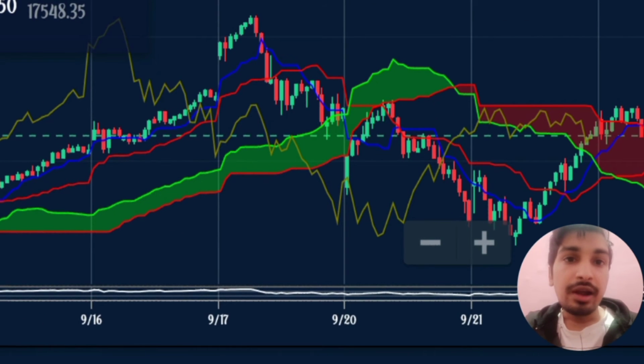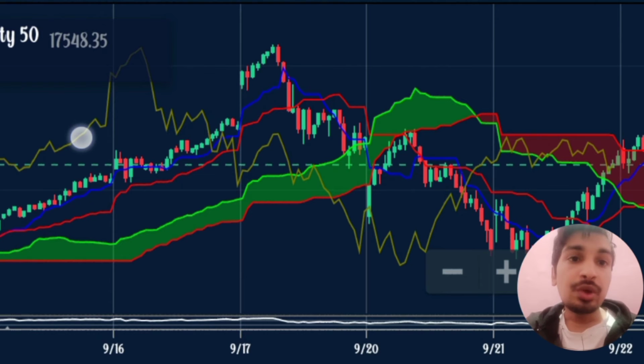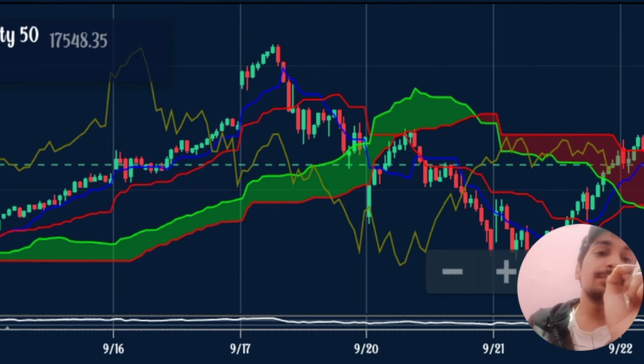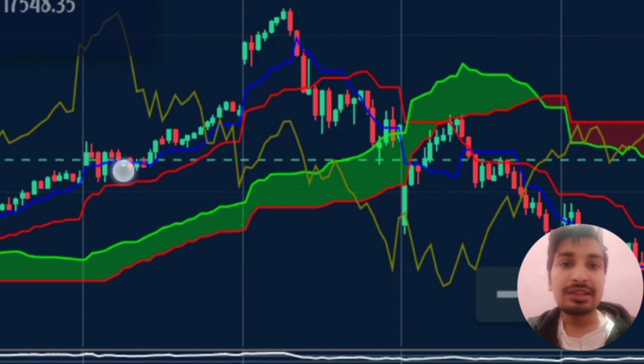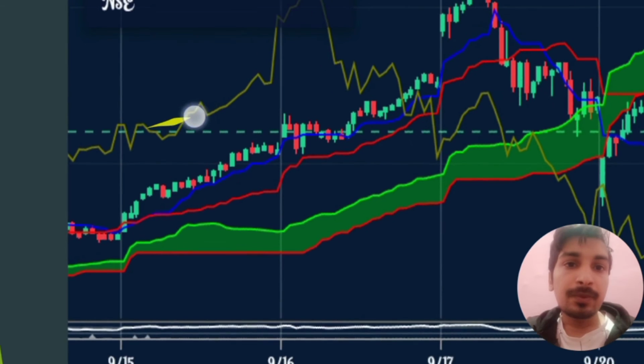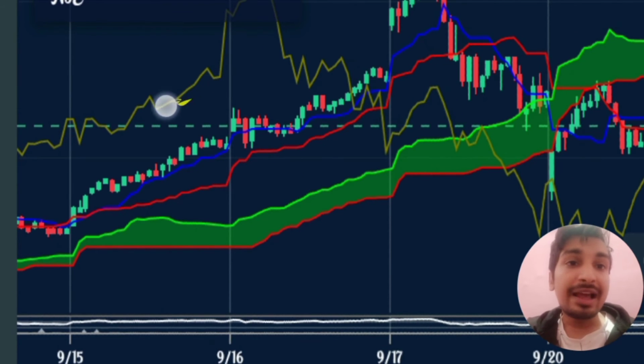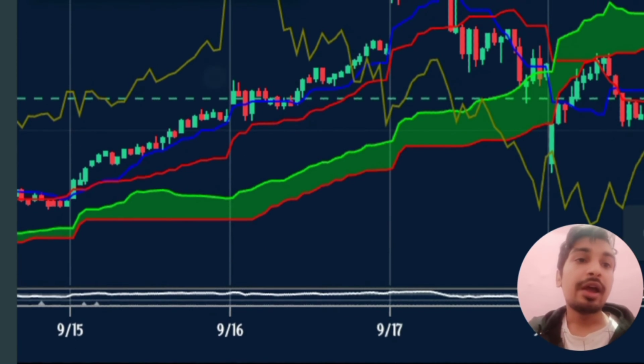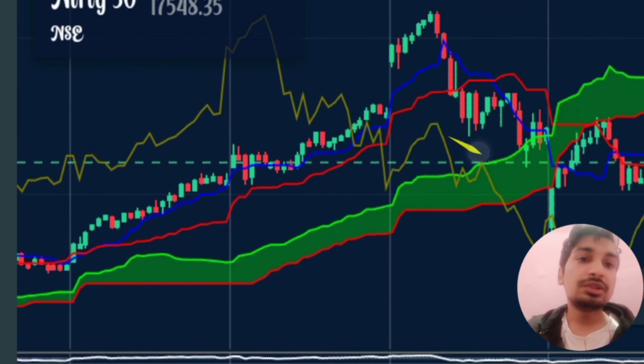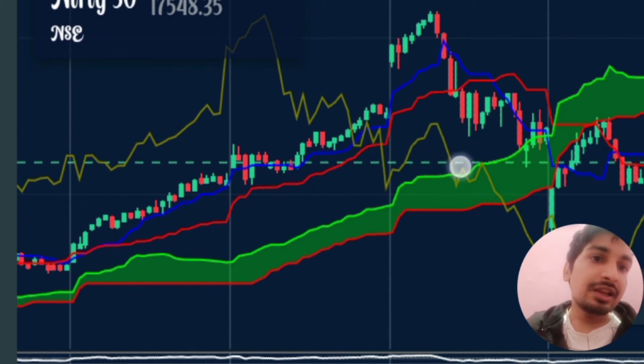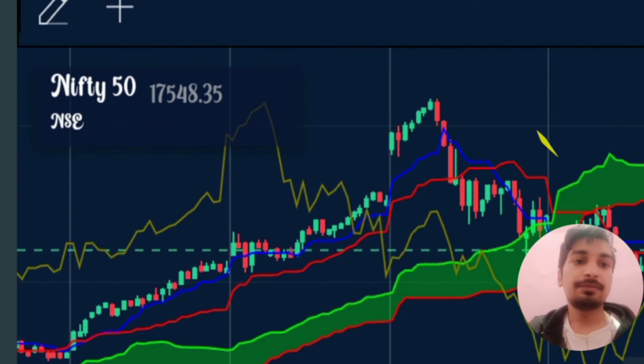If the lagging span is below, you will be selling, and if it is above, you will be making only the buying. So if you want to buy, see, this yellow line, which is the lagging span, is above. You have to only buy when this line is above, and sell when this line is below. You can see here, when this line was above, the market was bullish, and when it was below, the market was bearish.